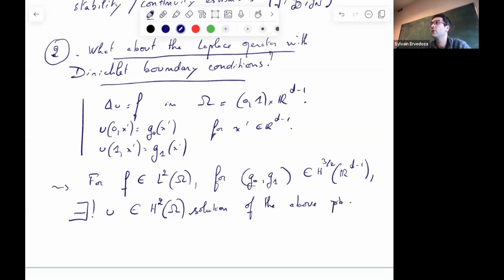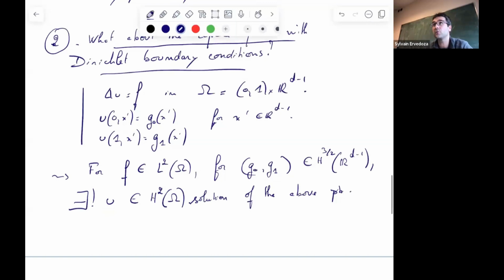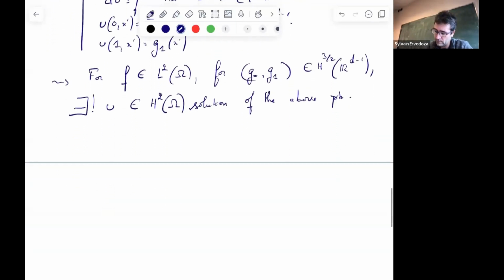Okay. So, well, this is known, and you see you have a kind of paradox, because here you can still do the same thing to compute the solution by looking at the Fourier transform.